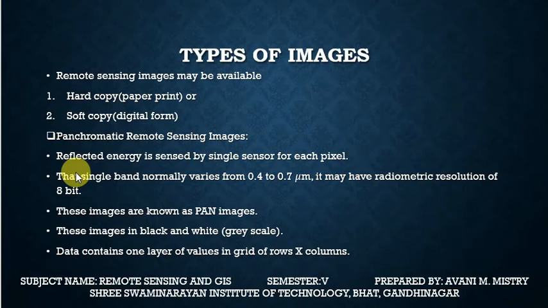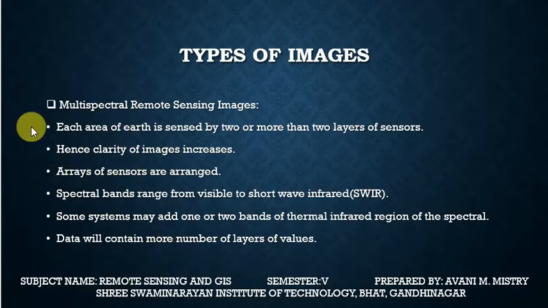Panchromatic remote sensing images. What do we understand by panchromatic remote sensing images? Reflected energy sensed by a single sensor for each pixel. That single band normally varies from 0.4 to 0.7 micrometer. It may have a radiometric resolution of 8 bit. These images are known as pan images. These images are in black and white, that is gray color. Data contains one layer of values in a grid of rows and columns.